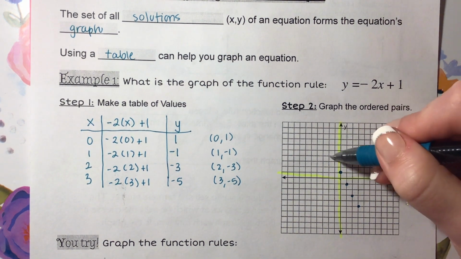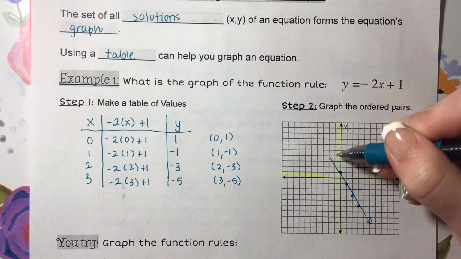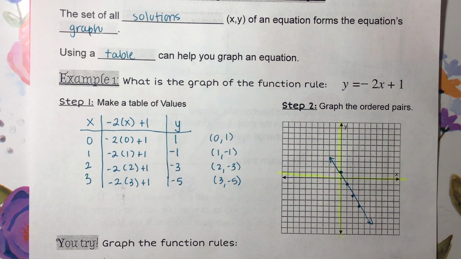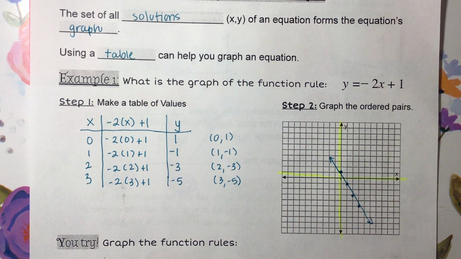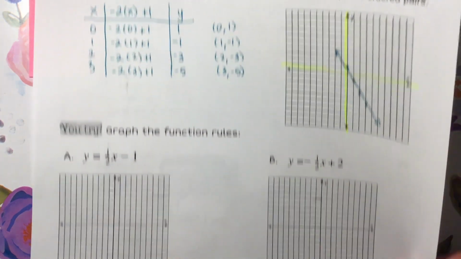And then I'm just going to connect those dots as best as I can. I know I kind of missed them a little bit, but whatever. And here is my graph of that function rule. You don't have to do 20 different points. Once you get a couple, then you should have a pretty good idea about what's going on in that problem.